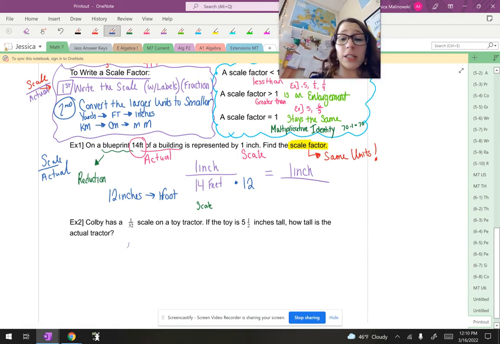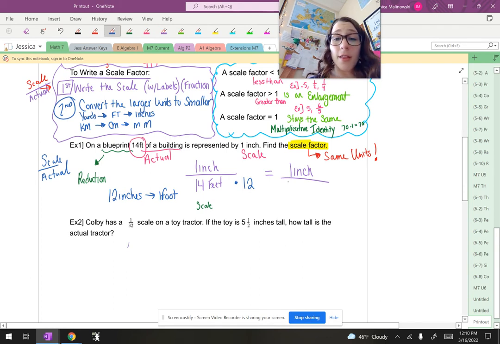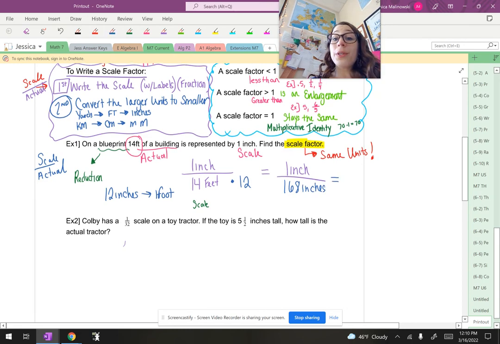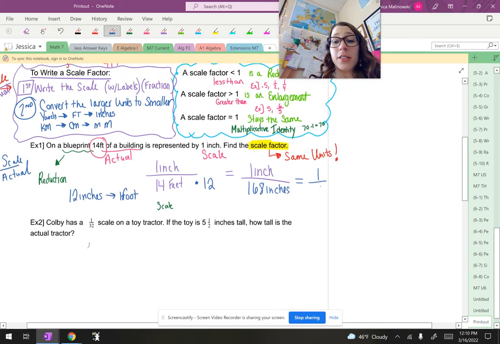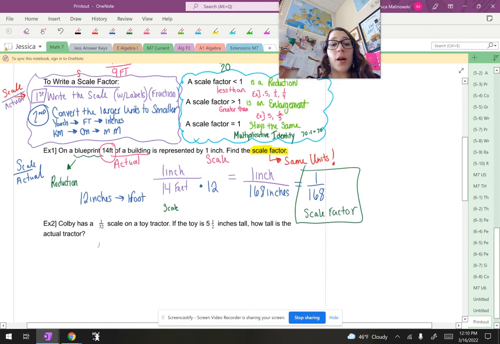All right, so 14 times 12 gives me 168 inches. Now, you don't need to have the labels on there since they are both inches. So that 1 over 168 would be my scale factor. Boom sauce. That's it. That's all.